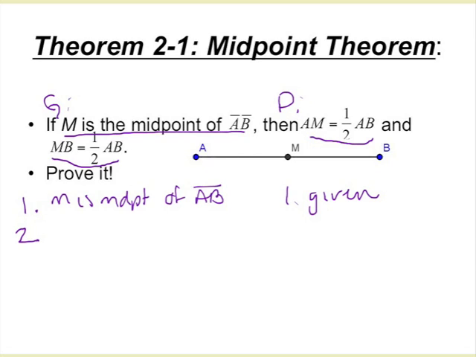One question I ask myself often when I'm writing a proof is, so what? What does that tell me? Where can I go from here? Knowing that M is the midpoint of AB, I can apply that definition of midpoint and say that then AM should be equal to MB. Our definition of a midpoint was that a midpoint makes two congruent or equal pieces.